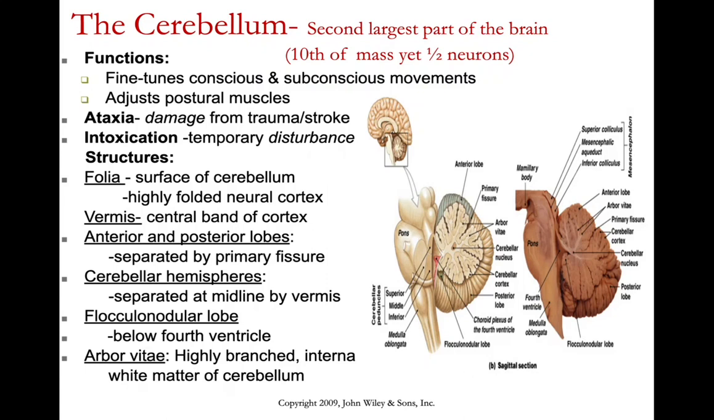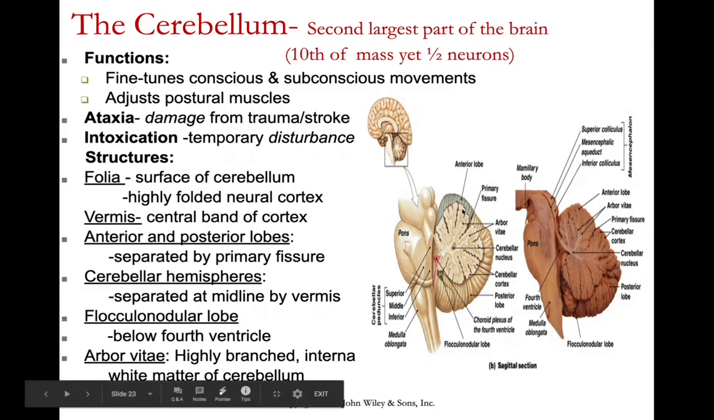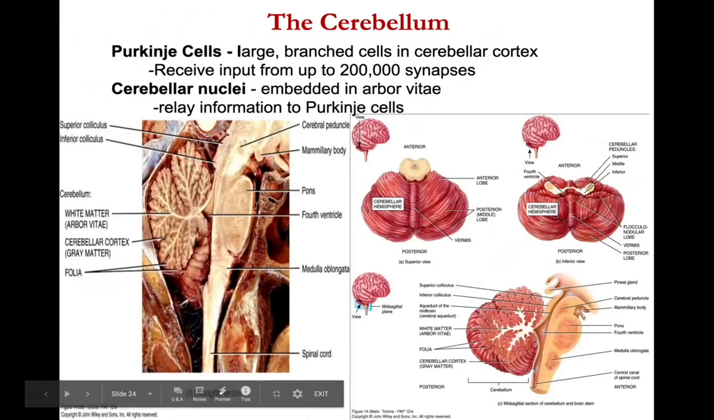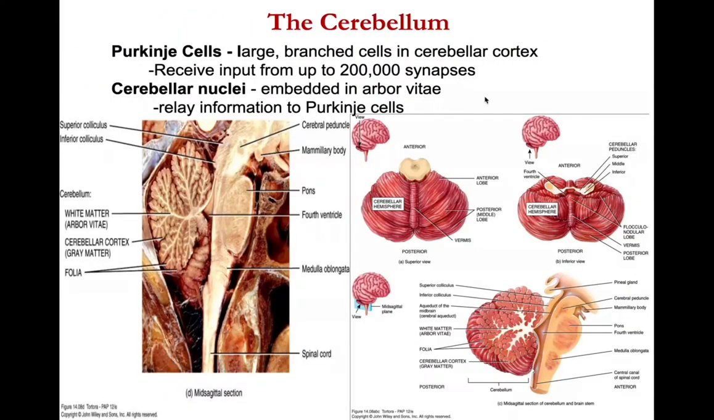The flocculonodular lobe sits below the fourth ventricle, and the arbor vitae is the highly branched internal white matter of the cerebellum. So the arbor vitae you can see in here. Arbor means tree. The Purkinje cells are large branched cells in the cerebellar cortex. They can receive input from up to 200,000 synapses. The cerebellar nuclei are embedded in the arbor vitae, and they're going to relay their information to the Purkinje cells.